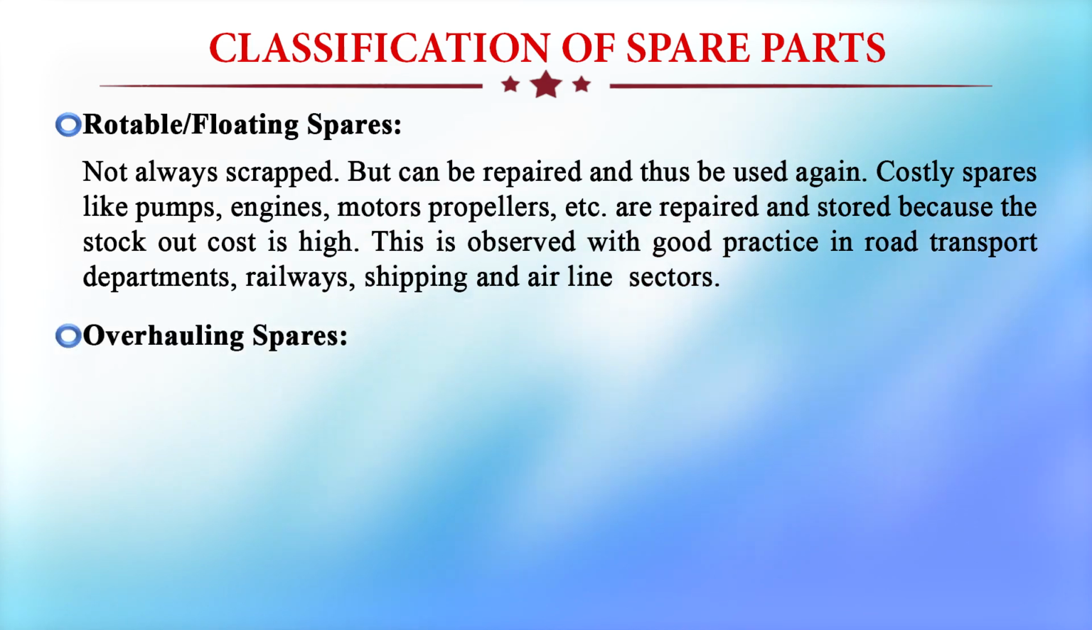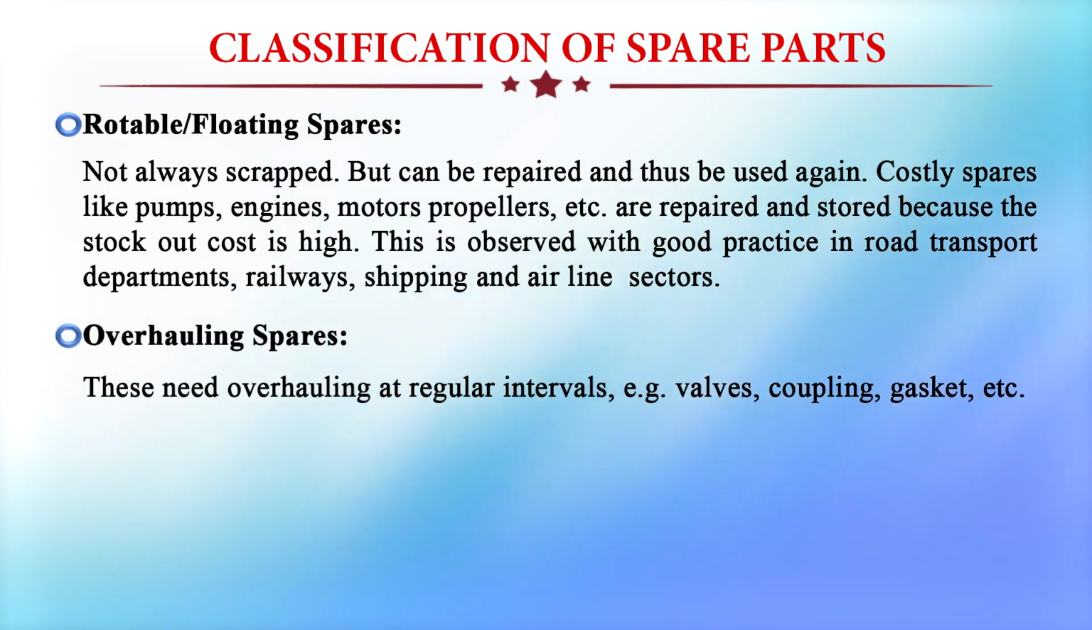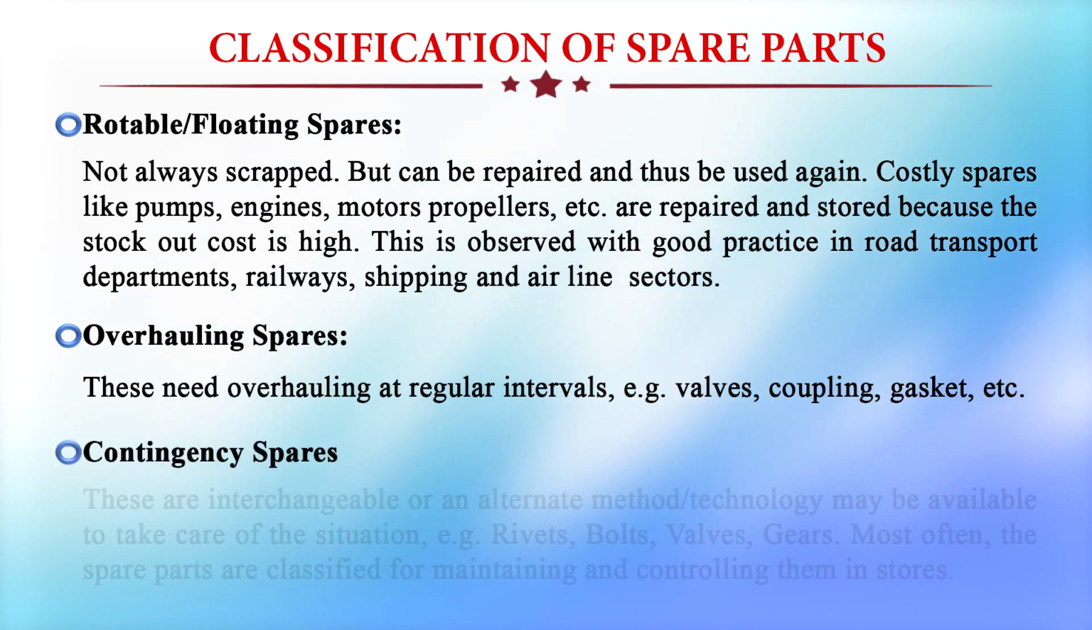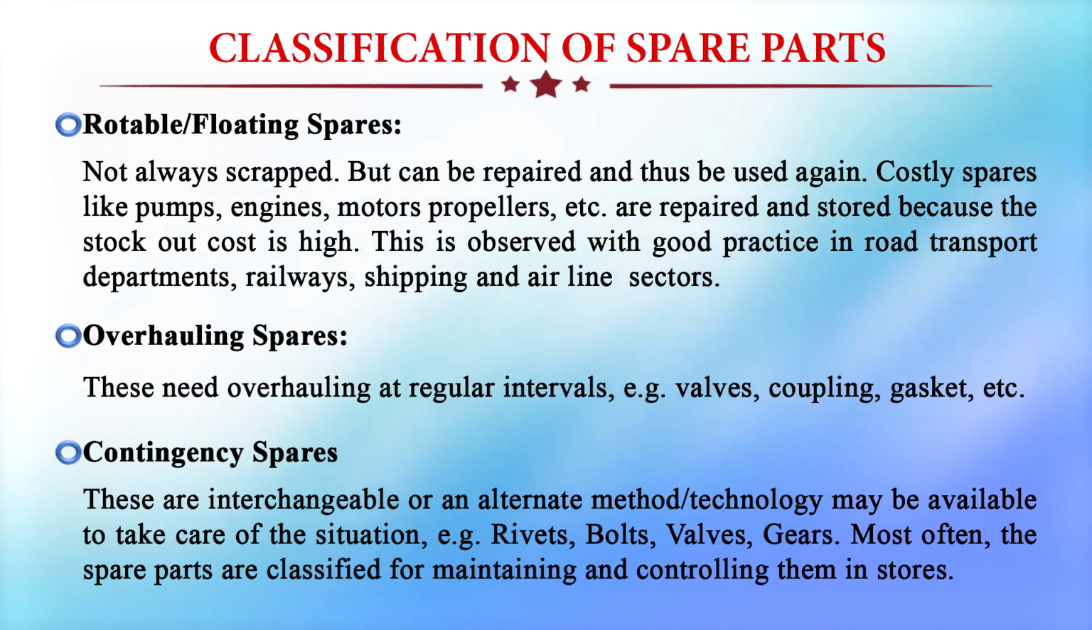Then overhauling spares. These need overhauling at regular intervals. Example, valves, couplings, gaskets, etc. So these are all known as overhauling spares. These must be available always in the stores. Then contingency spares. These are interchangeable, or an alternative method or technology may be available to take care of the situation. Example, rivets, bolts, valves, gears.